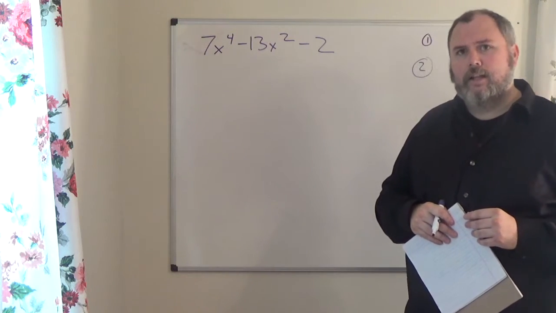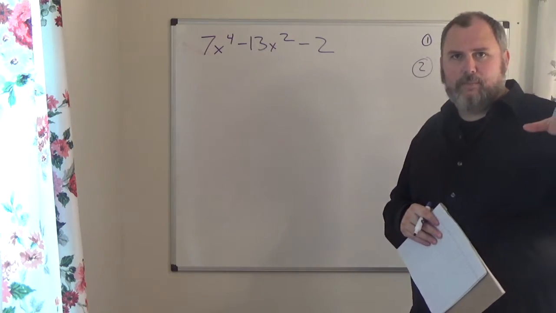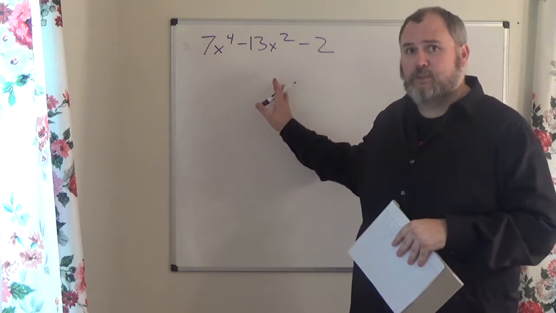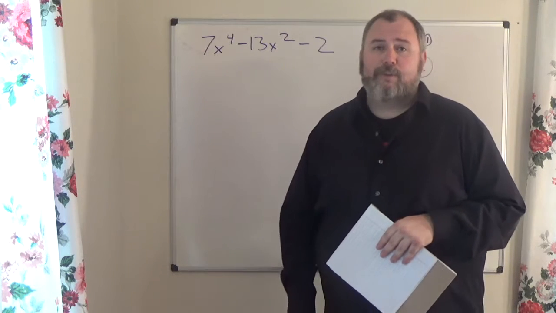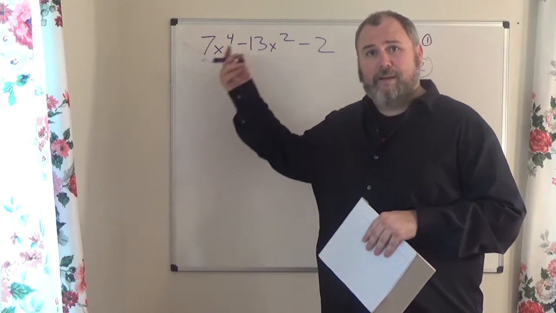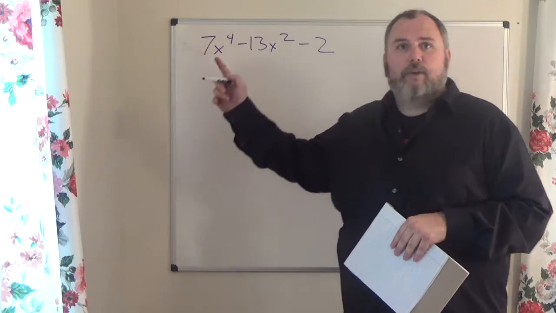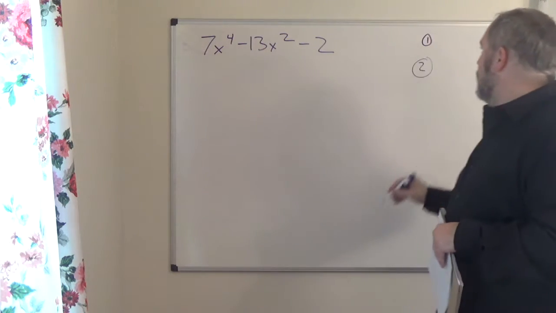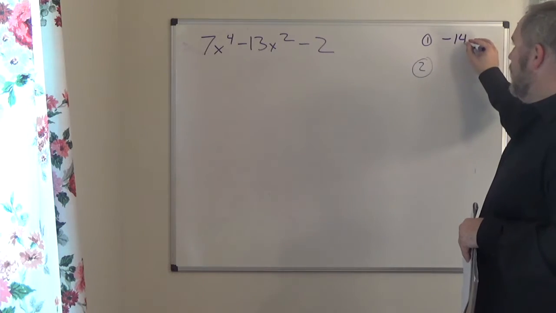Alright, so what's next? Factor by grouping. So we give you a little set of steps again to help. The first thing that we need to do in order to factor this is take the first coefficient and multiply it by the last coefficient here. So we're going to say 7 times -2 gives me -14.